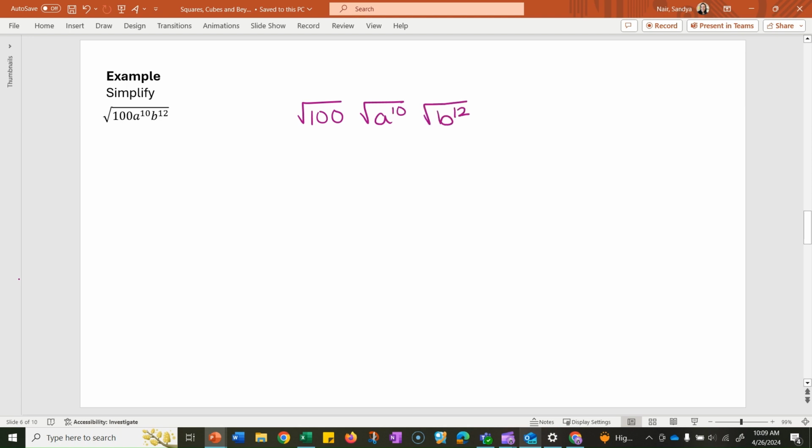The square root of 100, well, that's a perfect square, so we just take the square root and that's 10. 10 is divisible by 2, so I can just take the square root and I have a to the 5th, but since it's an odd exponent, I'm going to go ahead and add in my absolute value signs. And then b to the 12th, 12 is divisible by 2, so I just take half of that and I have b to the 6th. So 10, absolute value of a to the 5th, b to the 6th.